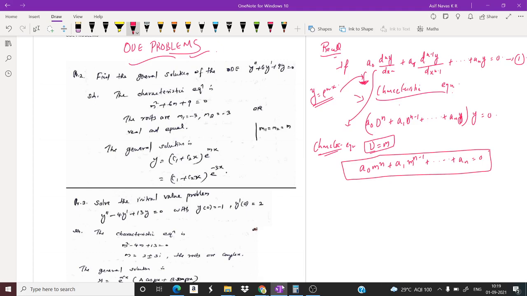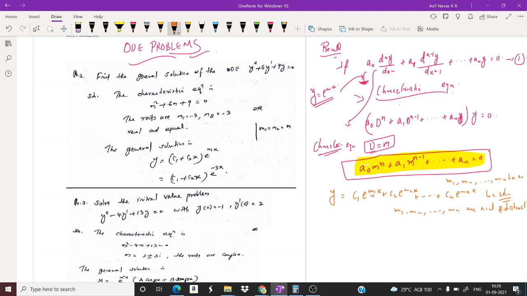Now this is an nth order ODE. Then I told you that there are n linearly independent solutions. We get a characteristic equation of degree n, so there are n roots. Let m1, m2, etc., mn be the roots. Then I told you that the solution is y equal to c1 e^(m1 x) plus c2 e^(m2 x) plus etc. plus cn e^(mn x). We can directly write it like this when m1, m2, etc. up to mn are real and distinct.